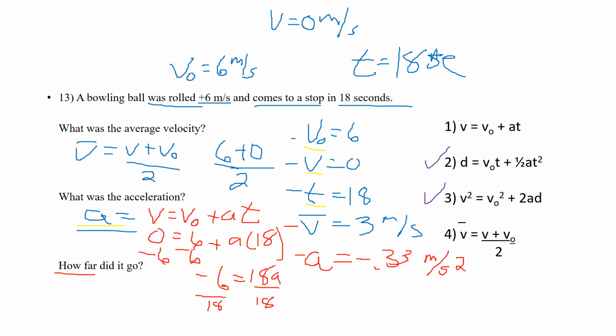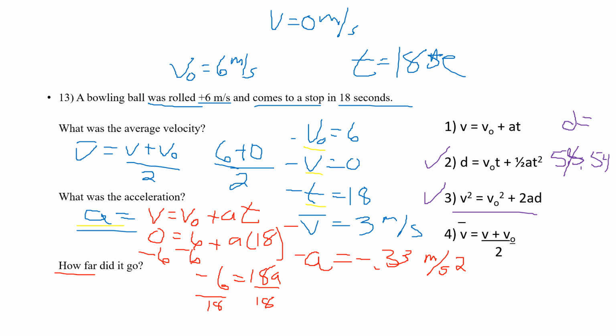So I got about 54.54 using this equation. 54.54 is the distance using this equation. And when I use this other equation, you probably want to see that, don't you? Just 6 times 18 plus 1/2 times negative 0.33 times 18 squared.